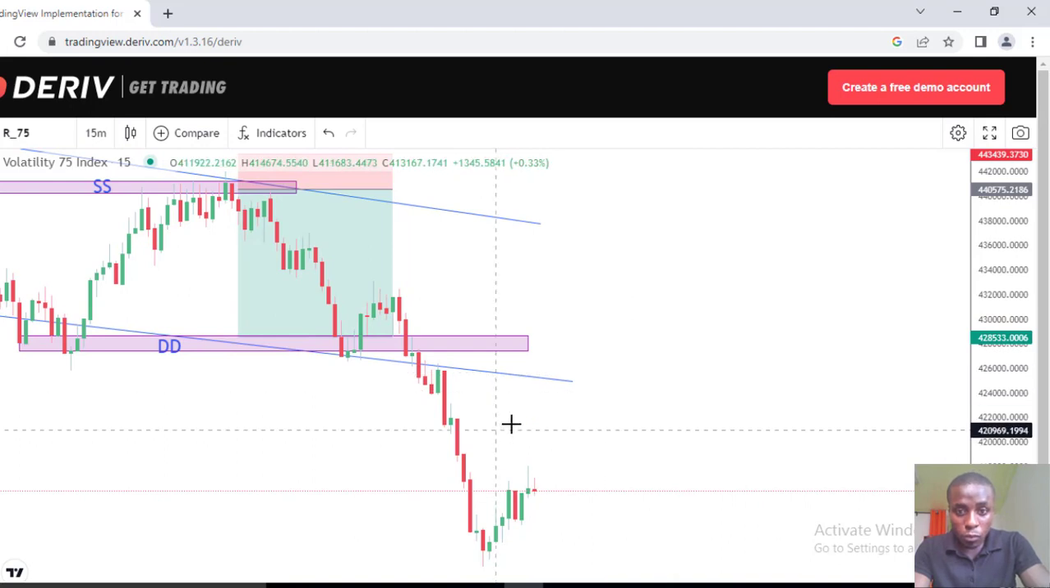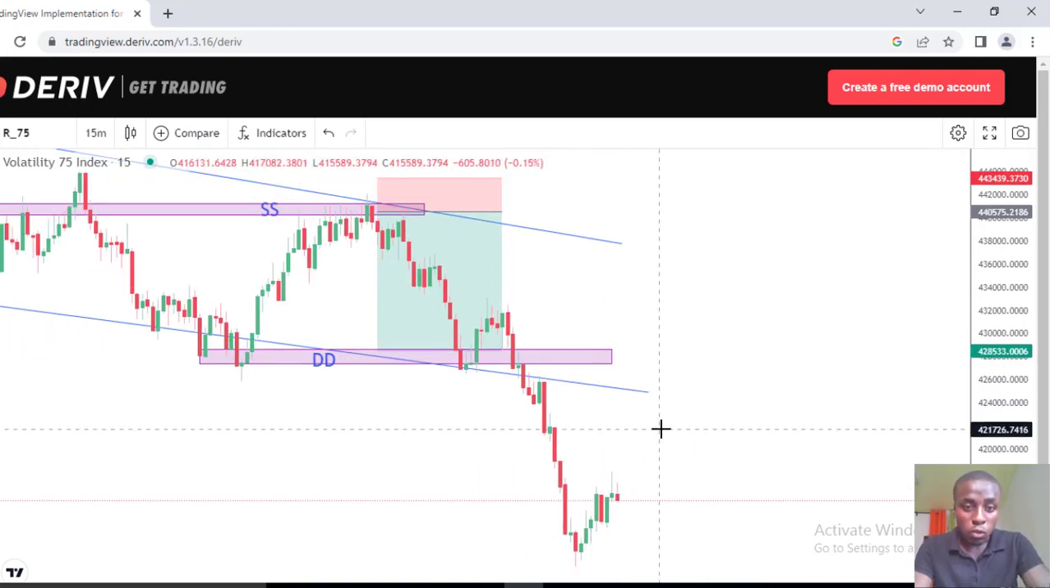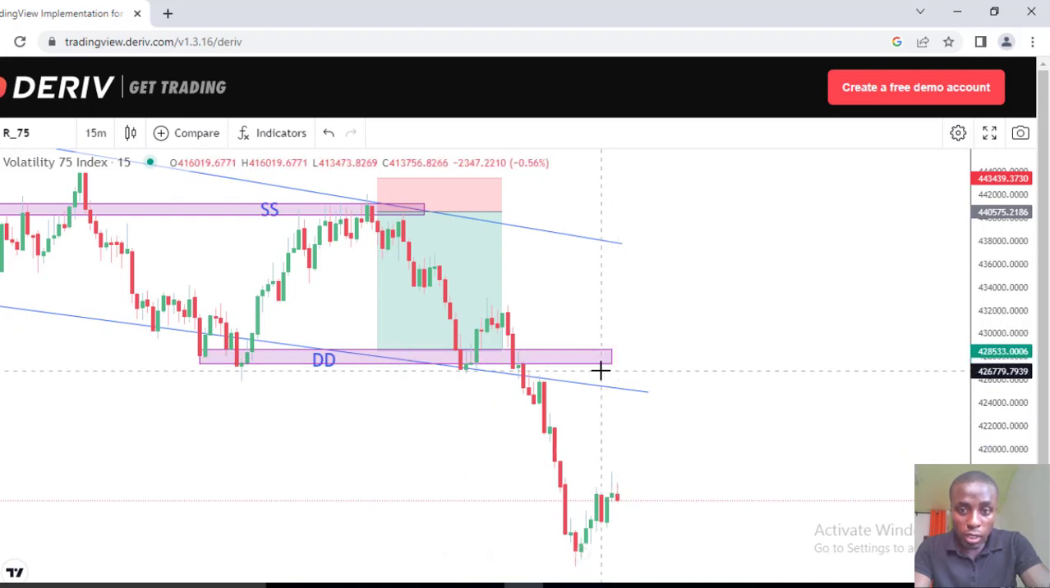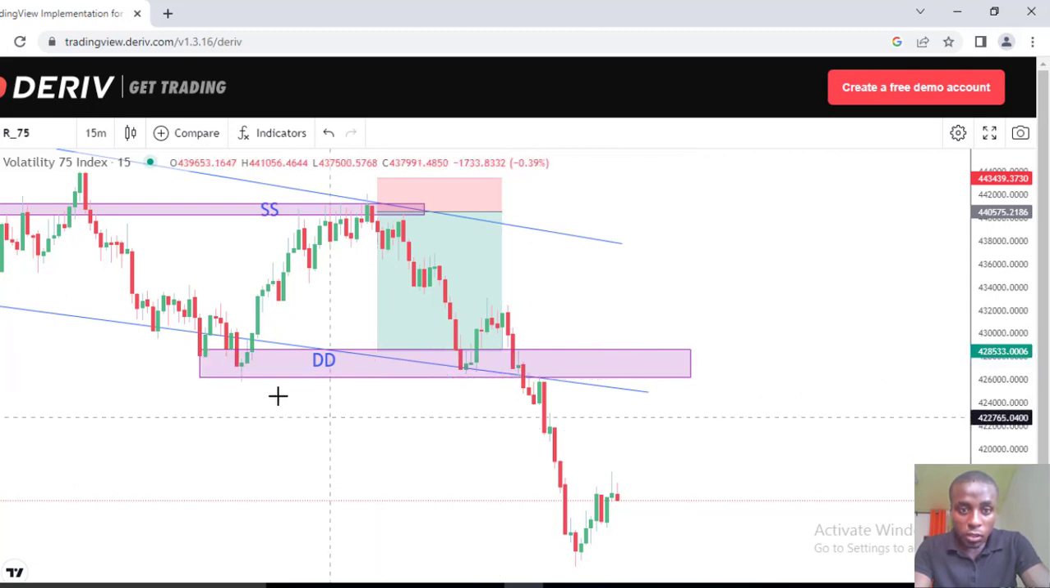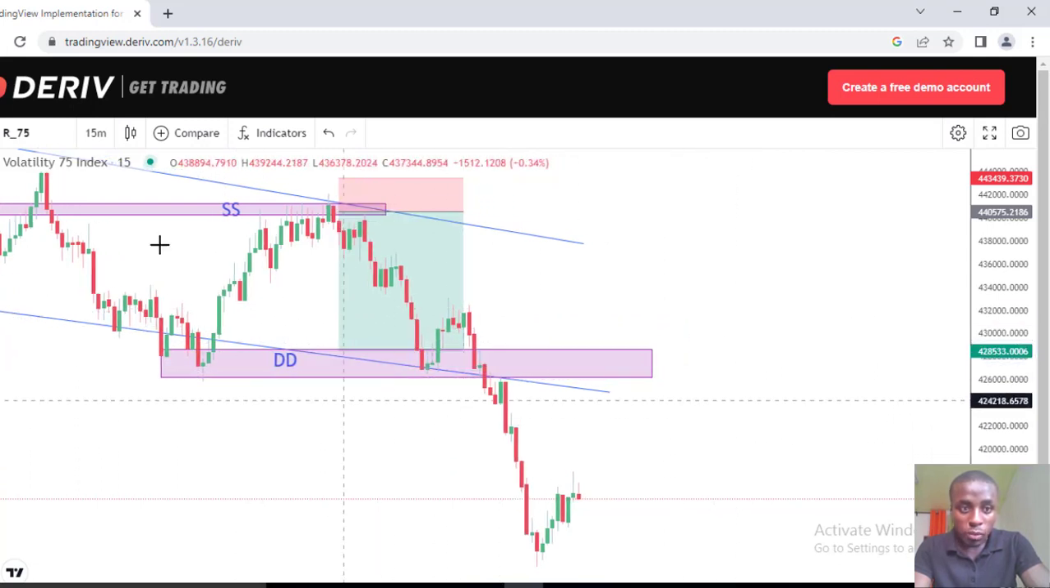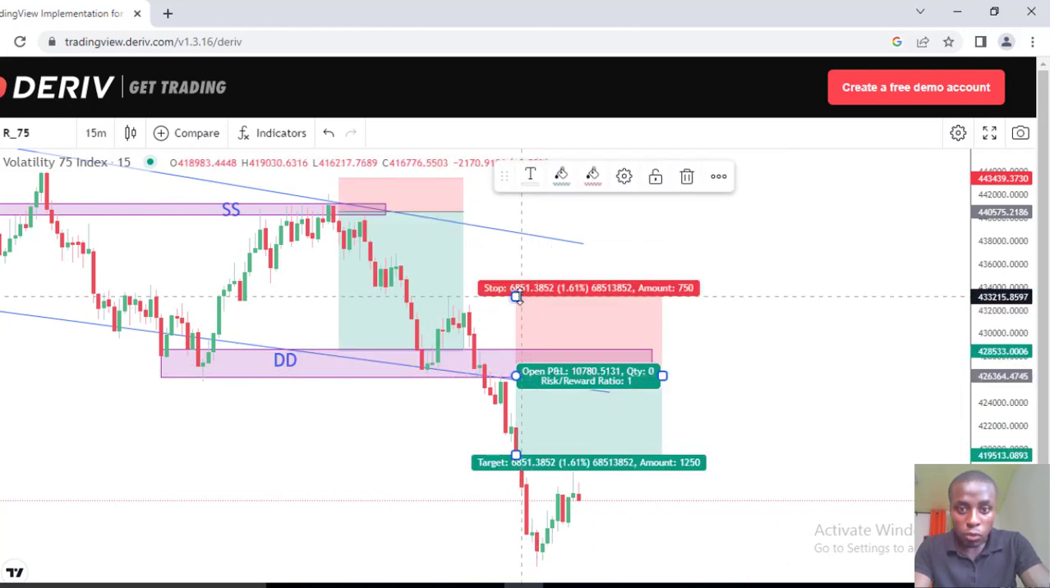Now you see that we already identified this demand zone here, and price has broken through. Price now could come back to get rejected. If it comes back and gets rejected around the zone here, we have our zone extended. So we have this rejection zone, this is a good demand zone here. Now we can equally have a very good short opportunity again.